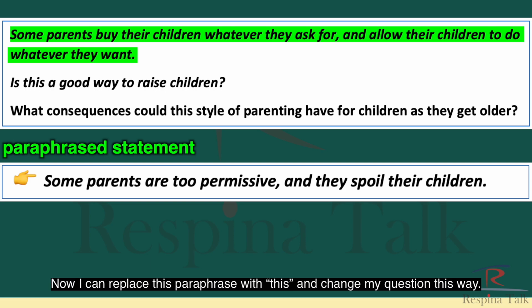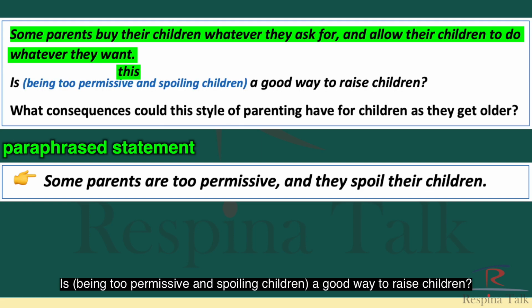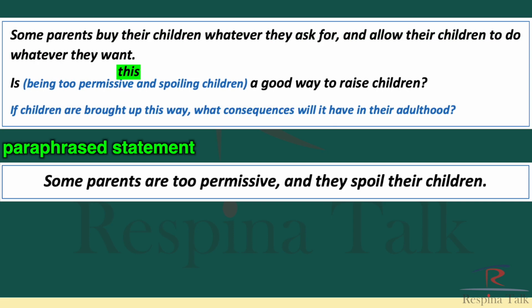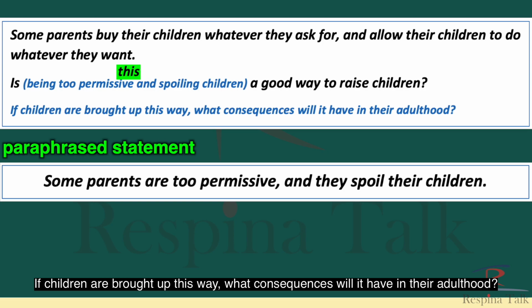Now I can replace this paraphrase with this and change my question this way. Is being too permissive and spoiling children a good way to raise children? And I would also change my second question so that it would cover all the keywords and still look easy to answer. So I would say, if children are brought up this way, what consequences will it have in their adulthood?